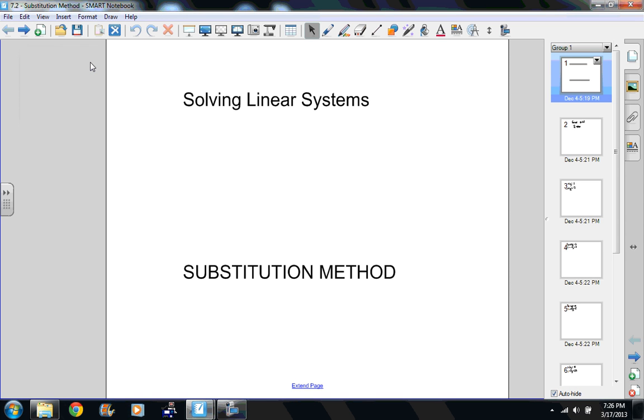Hey everybody, we're going to work on solving linear systems, and more specifically we're going to solve using the substitution method. Okay, so we learned the graphing method already, and we'll learn the addition method next, but for now we're going to learn just the substitution method.